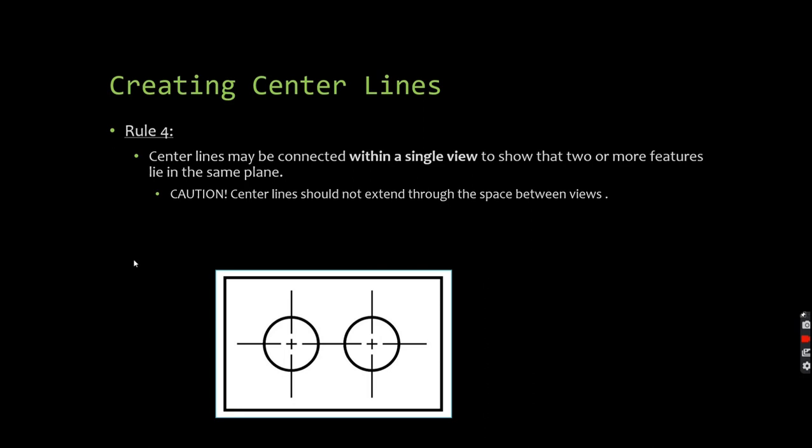Center lines may be connected within a single view to show 2 or more features. Center lines should not extend through the space between views. This is one view, so we can join these center lines together. If we had another view, a right view over here, that center line here would not extend over there.